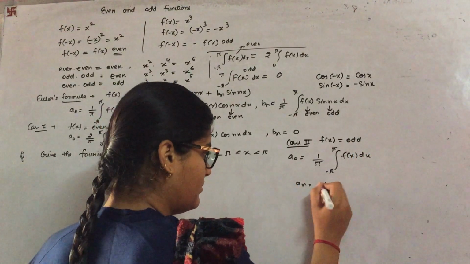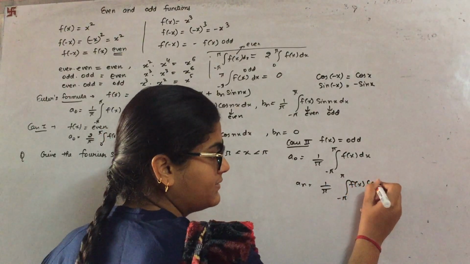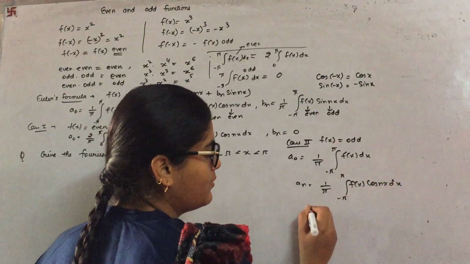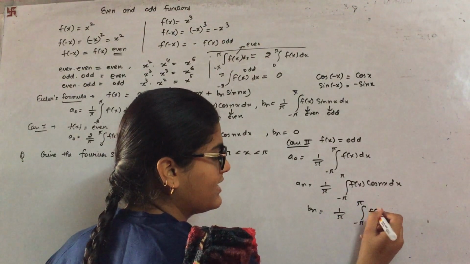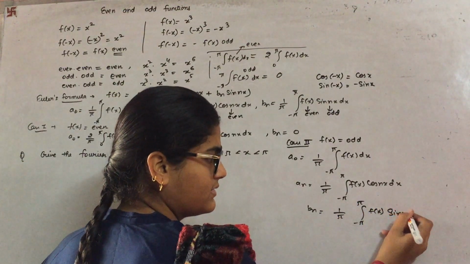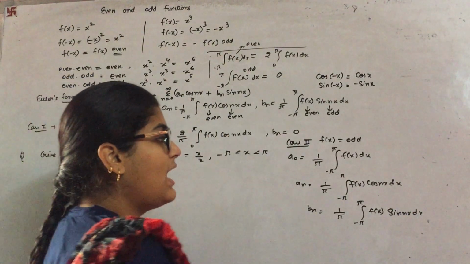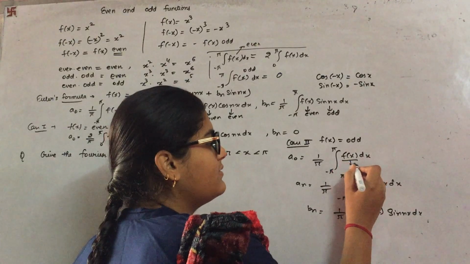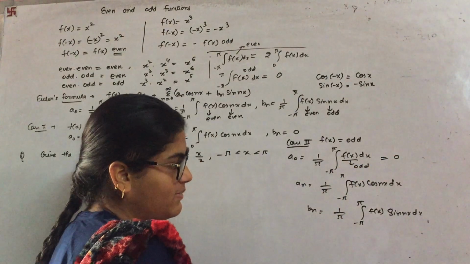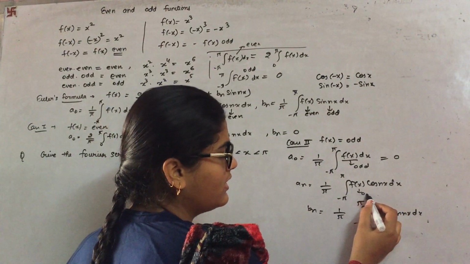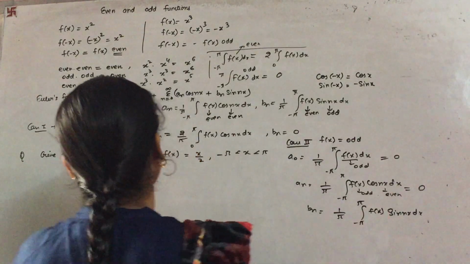Your an is 1 by pi integral of fx cos nx, and your bn is 1 by pi integral from minus pi to pi of fx sin nx. Okay, you know it. Now your fx is odd, and for odd it will become 0. And now this is odd, this is even. It also turned out to be 0 according to this.